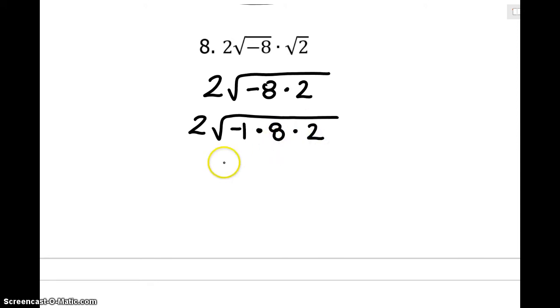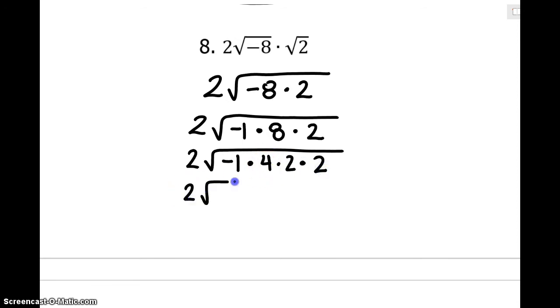Alright, now we know we can break down 8 more, so I'm going to just kind of take the necessary steps. Bring everything down. 8 can be 4 times 2. I don't want to forget about this 2, so I'm going to bring it down. And I see that I can even break this 4 down, so I'm going to keep it going. -1 times 2 times 2. And then I have 2 extra ones here, so I'm going to write those down as well. And I'm pretty much good to go.